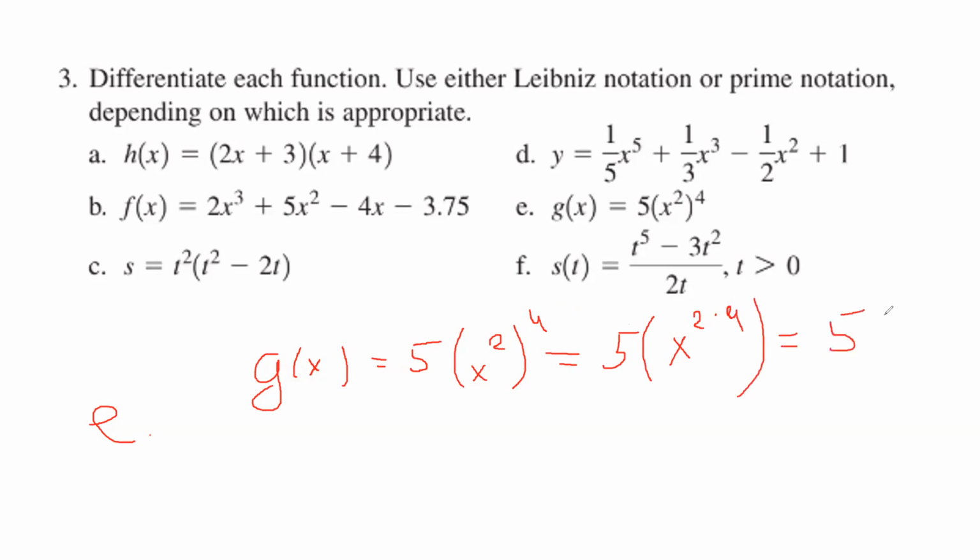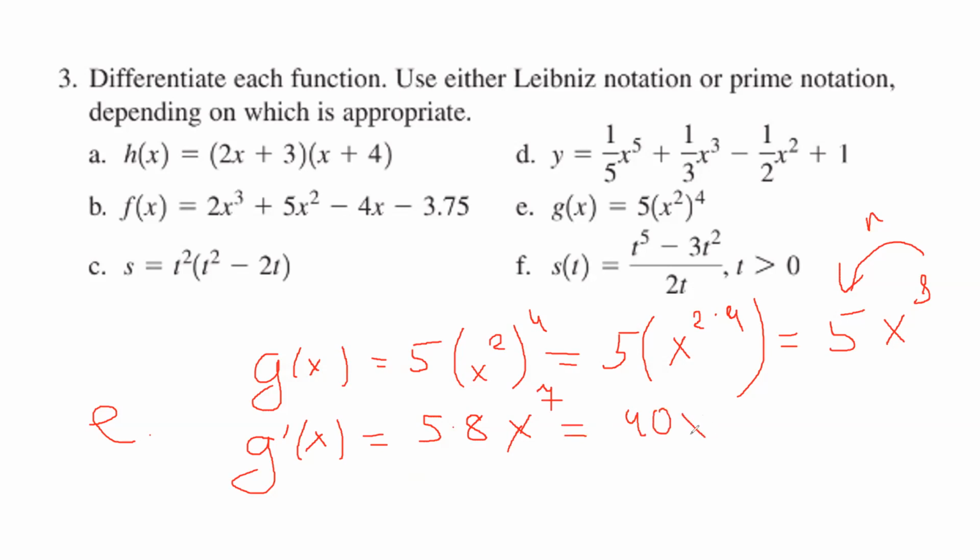So it's going to be 5 times x to the 8th power. Make sense? So now the derivative, g prime of x, is going to be 5 times 8. This is n that goes in front, and x to the power 7. It's going to be 40x to the 7. Is it 8 or is it 6? This is 8, because it's a product, not a sum.